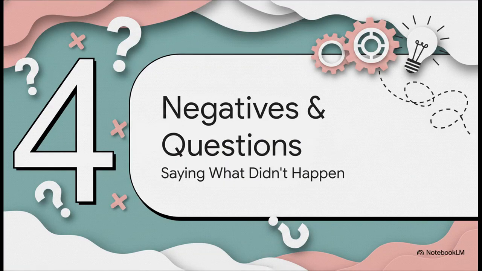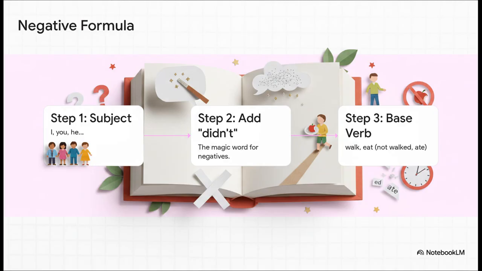But what about all the stuff that didn't happen? Or how do we ask someone if something happened? Well, for this, we need a very special little helper word, did. This word is going to do all the heavy lifting for us. So, to say no, the structure changes just a little bit.